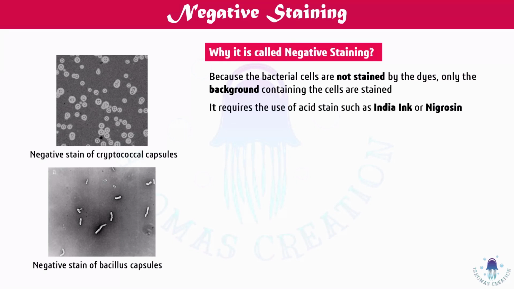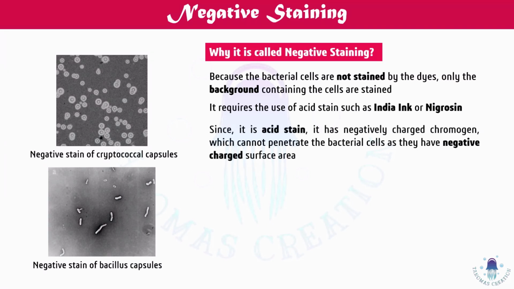This negative staining requires the use of an acid stain like India ink or nigrosin. There are three types of stain we have studied: acid stain, basic stain and neutral stain, in our staining video. You can watch it, the link is in the description. Since it is an acid stain, it has a negatively charged chromogen. That is why it cannot penetrate the bacterial cells. Why?